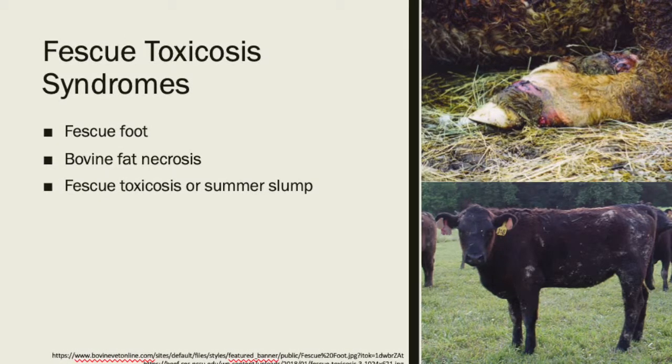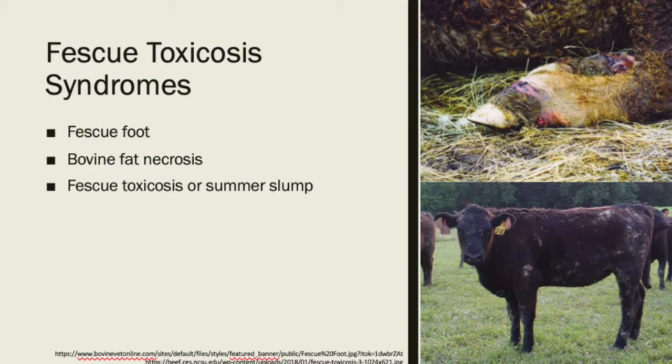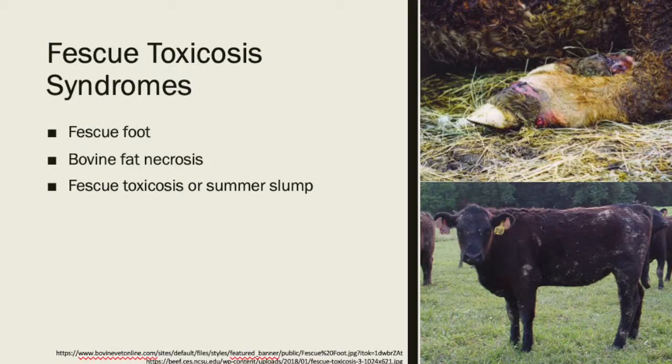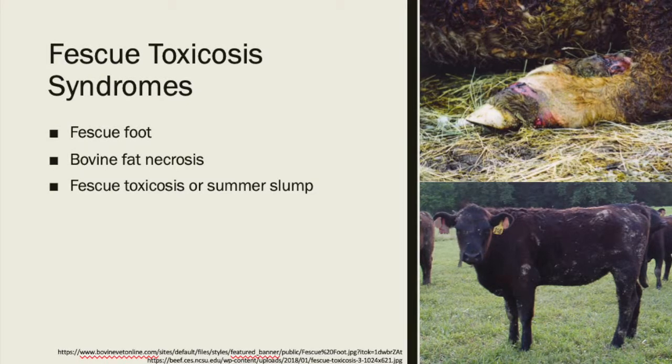Fescue toxicosis is the most common. It causes poor animal gains, low conception rates, intolerance to heat, and failure to shed winter coat. This is the most economically important.